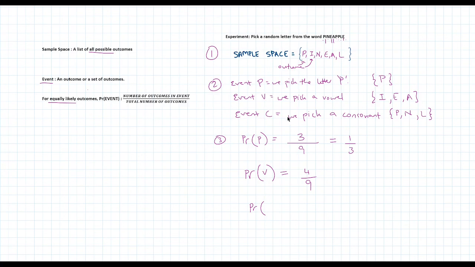Now let's look at the probability of picking a consonant. So how many consonants do we have? 1, 2, 3, 4, 5 out of a total 9 options.